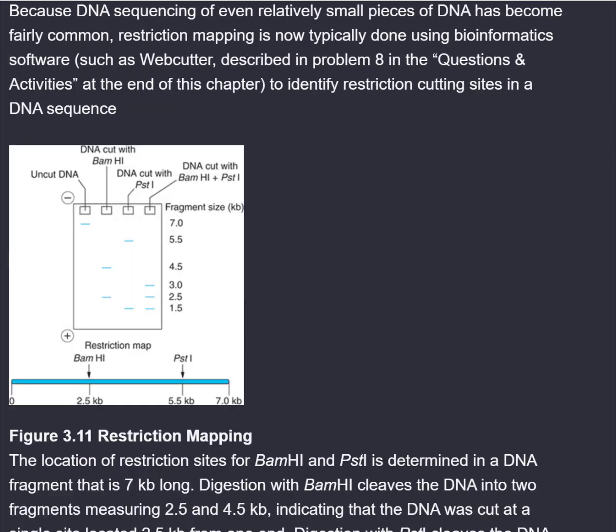Because DNA sequencing of even relatively small pieces of DNA has become fairly common, restriction mapping is now typically done using bioinformatics software, such as WebCutter, described in Problem 8 in the questions and activities at the end of this chapter, to identify restriction cutting sites in a DNA sequence.